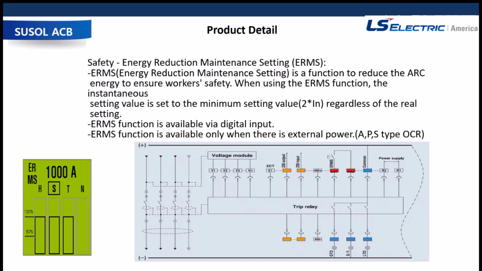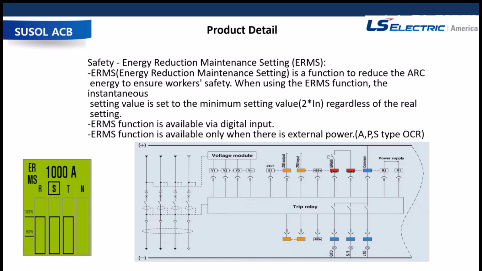Safety. So we have energy reduction maintenance settings. It's called ERMS in all of our OCRs except for the normal type. So if you want ERMS functionality, you would have to purchase an ammeter unit out of stock that comes with the frame, obviously, or you could specify it on your order. So it's ammeter, power, or S type. And if you want digital outputs assigned to the ERMS, then you're going to have to migrate up to the power or the S type OCRs to be able to program the digital outputs so you can annunciate out to the field if you are in the ERMS mode.